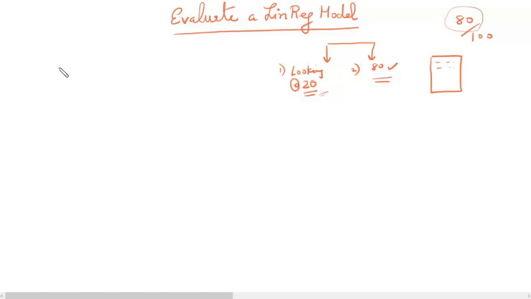Similarly, in case of a model, there are two ways of evaluating a model. One way is checking the error the model is making, and the other is checking the accuracy of the model. How accurate is the model? So in both ways we can evaluate the model. Let us first look at the parameters that are used to check the errors that the model makes.